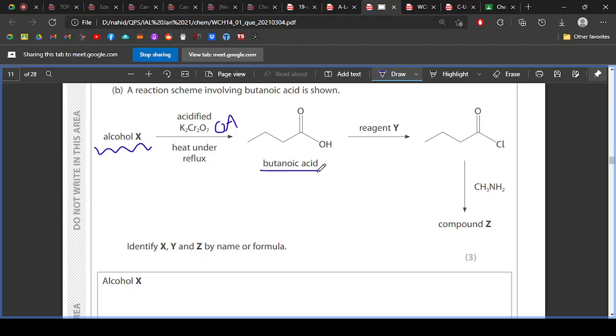So this is butanoic acid. If I draw the structure of butanoic acid, it's something like this: CH3, CH2, CH2, COOH. So this is your butanoic acid. Can you tell me what alcohol might give you this butanoic acid? If you have a specific alcohol, what alcohol would you need to oxidize to get butanoic acid?